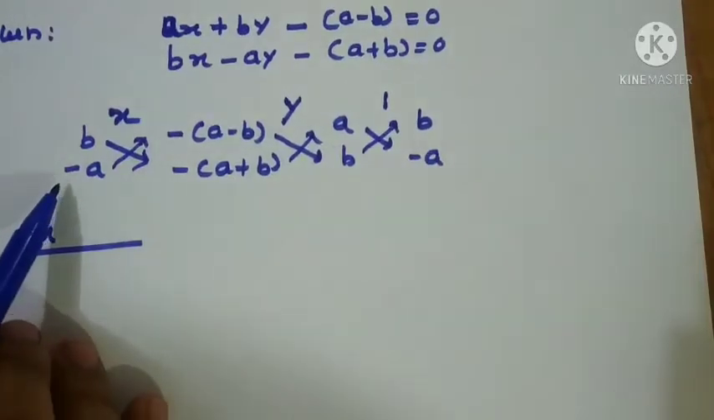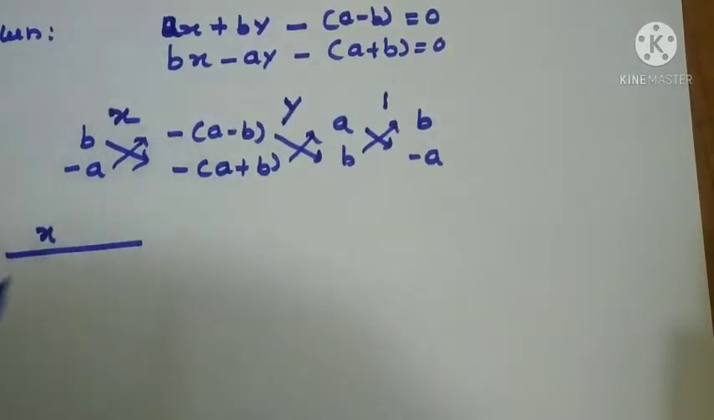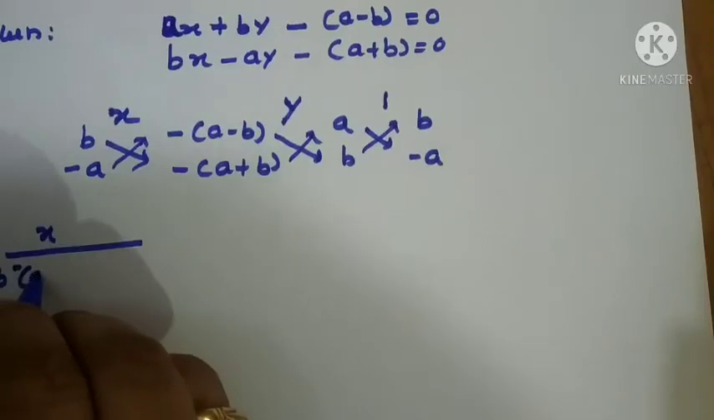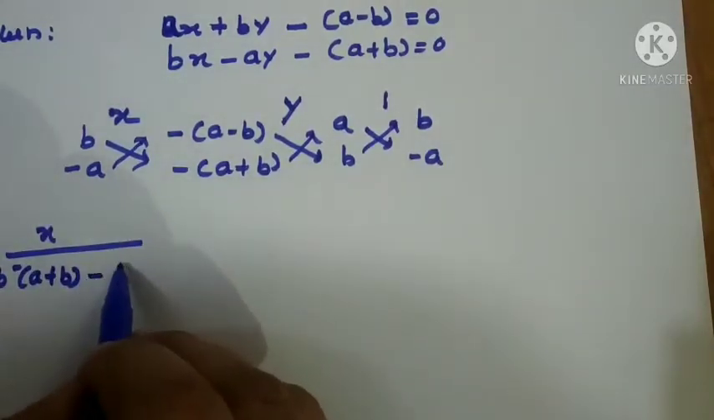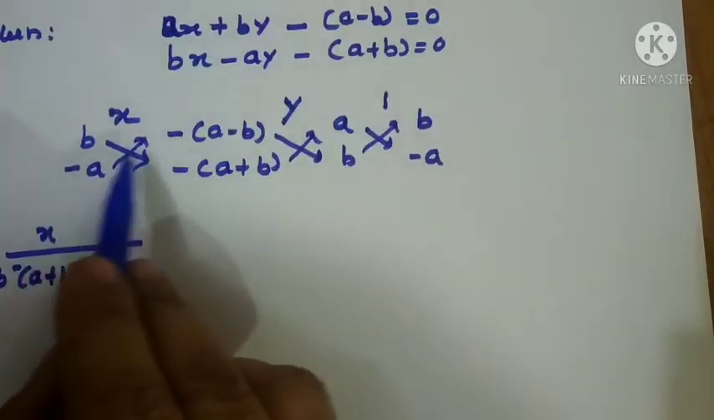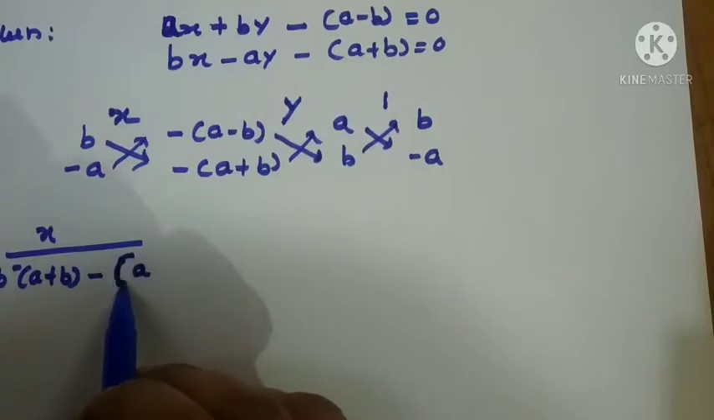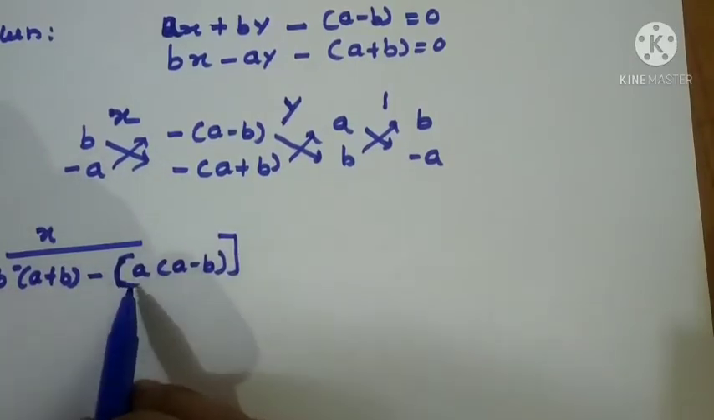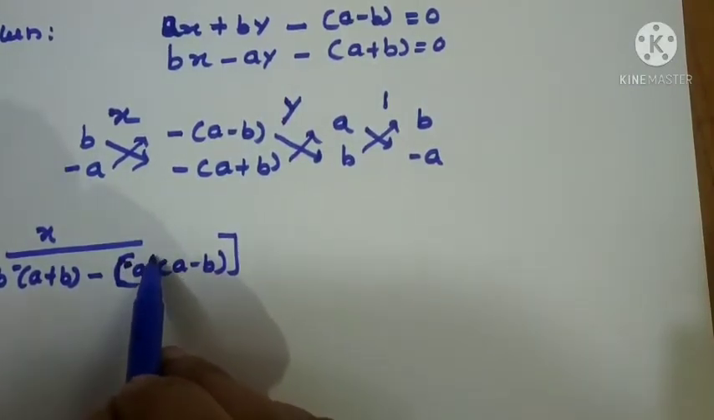We should start from the left hand side. b into minus of a plus b. So I'll write here b into minus of a plus b. By formula, minus into minus is plus only. So I will write a into a minus b. Anybody is having doubt? I considered the minus here, minus and minus.